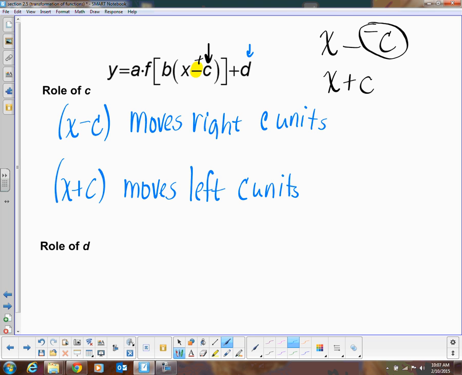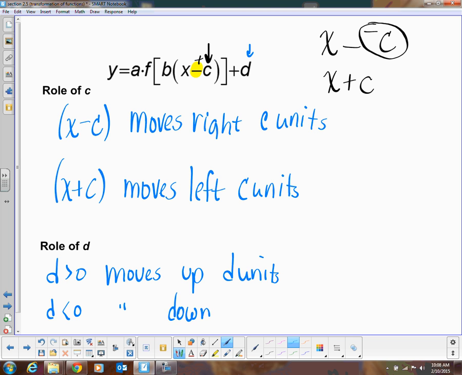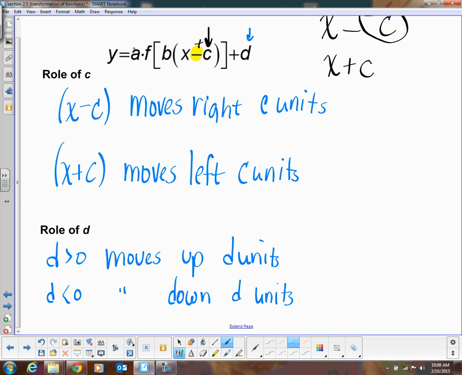However, D is as it appears. If D is positive, it moves up D units. And if D is negative, it moves down D units. So all I'm asking you to do are these descriptions. I don't know what the directions say, but you're going to totally ignore them. And you're going to explain about A, B, C, and D.